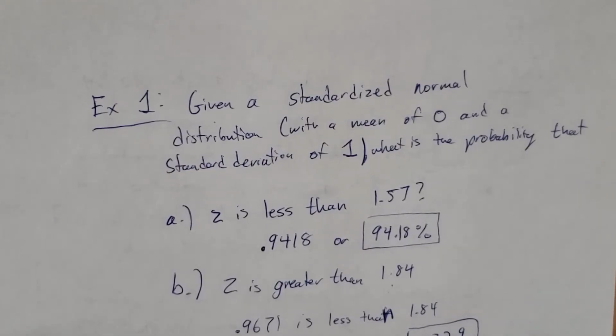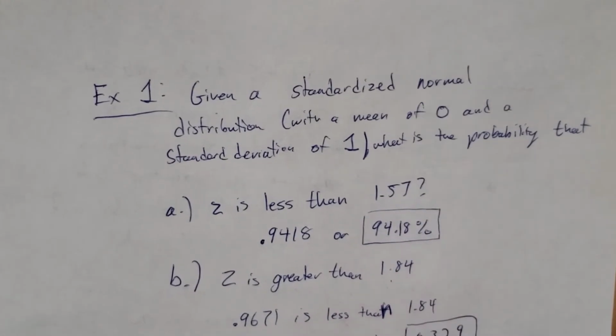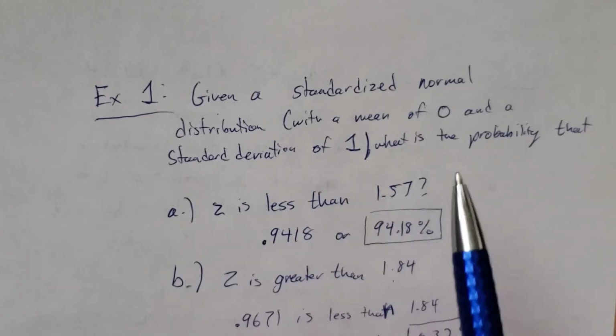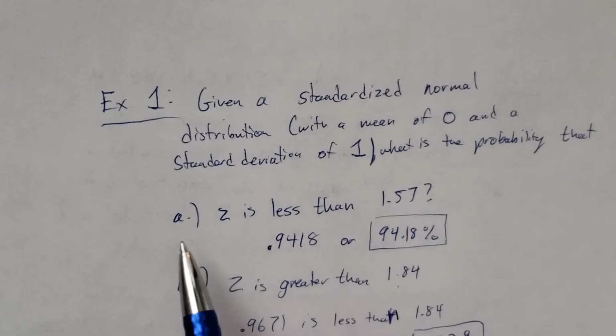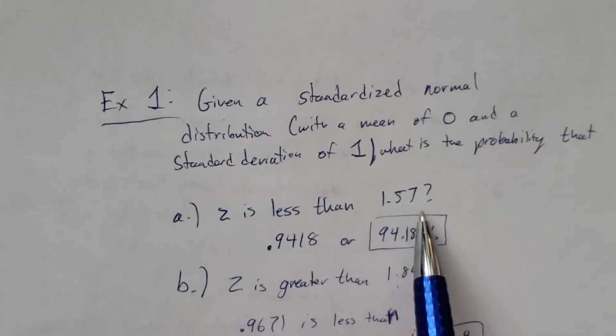In this video, we're going to be doing the examples for the normal distribution. So this first example says that given a standardized normal distribution with a mean of 0 and a standard deviation of 1, what is the probability that, and part A asks us that z is less than 1.57.